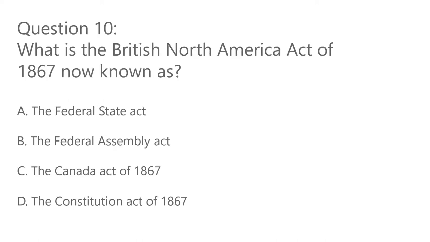Question 10. What is the British North America Act of 1867 now known as? A. The Federal State Act. B. The Federal Assembly Act. C. The Canada Act of 1867. D. The Constitution Act of 1867.